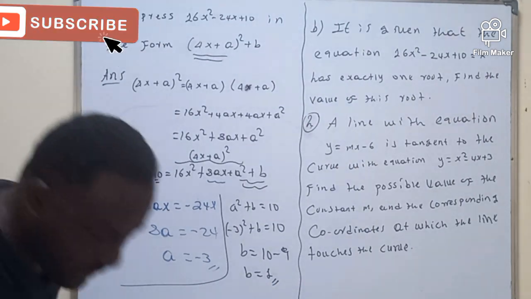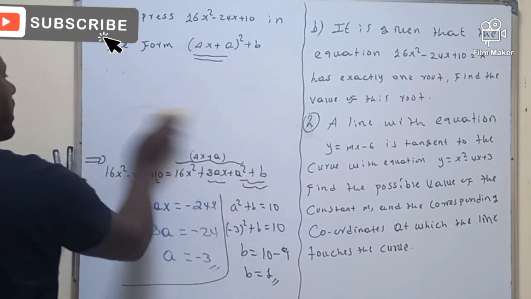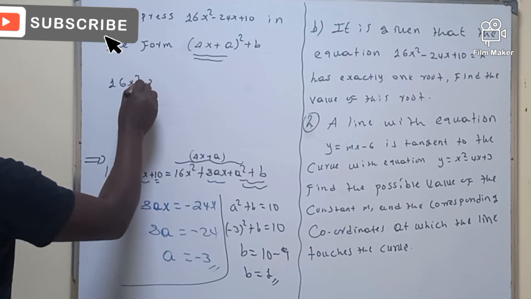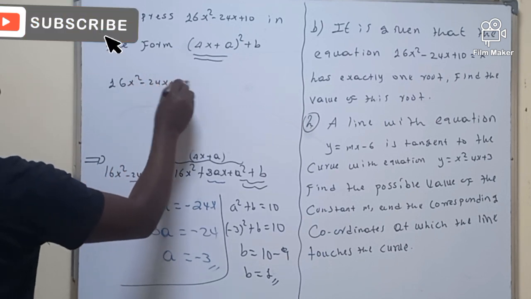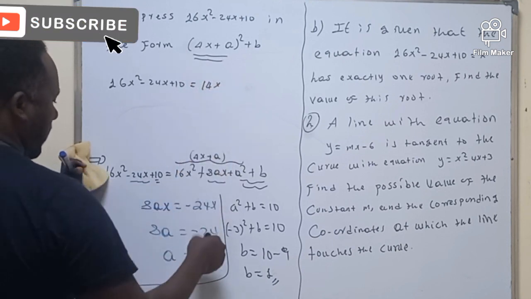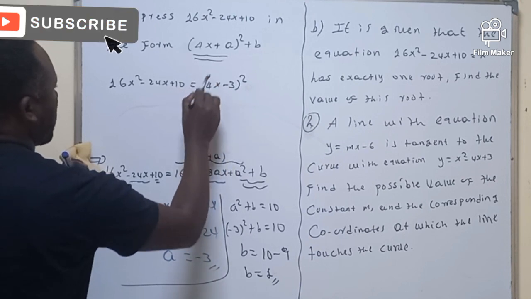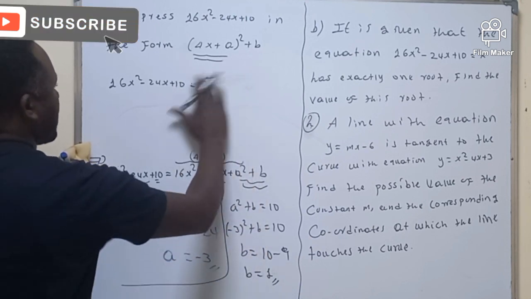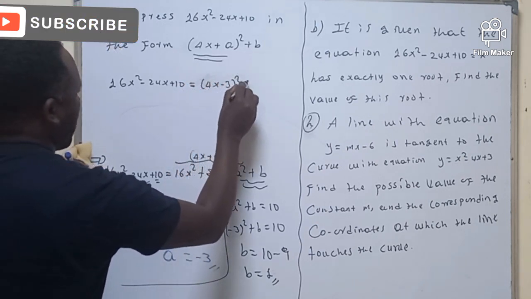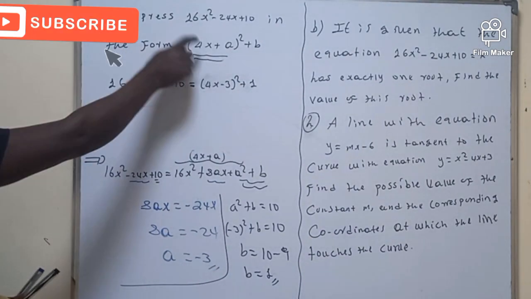And hence, now from here you can say that this expression can be written as: 16x squared minus 24x plus 10 is written as simply what? (4x minus 3) the whole square plus 1. This is exactly (4x minus 3) the whole square plus 1. So we have already described this in the form of this one.